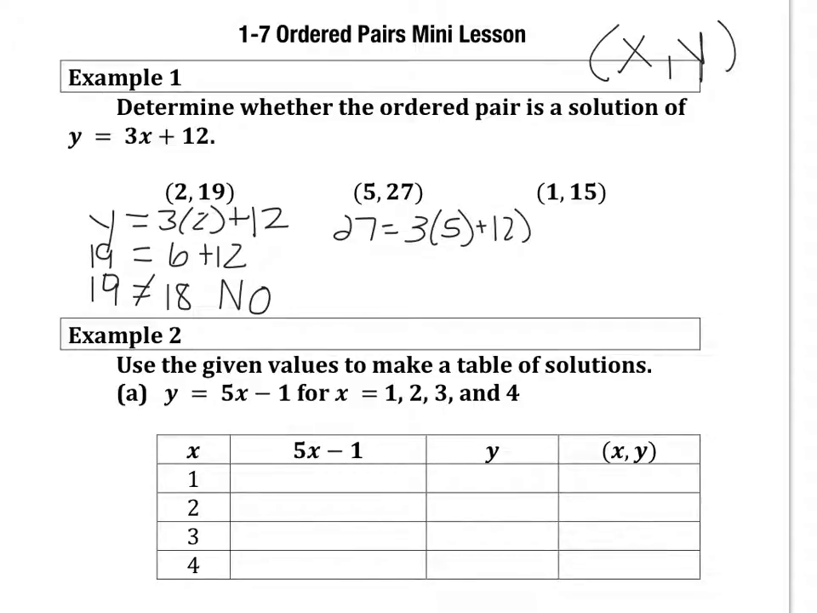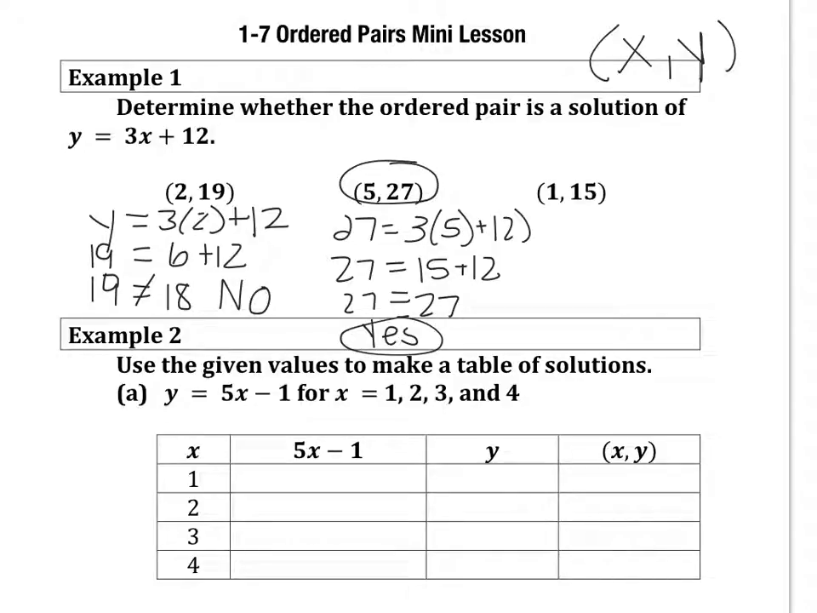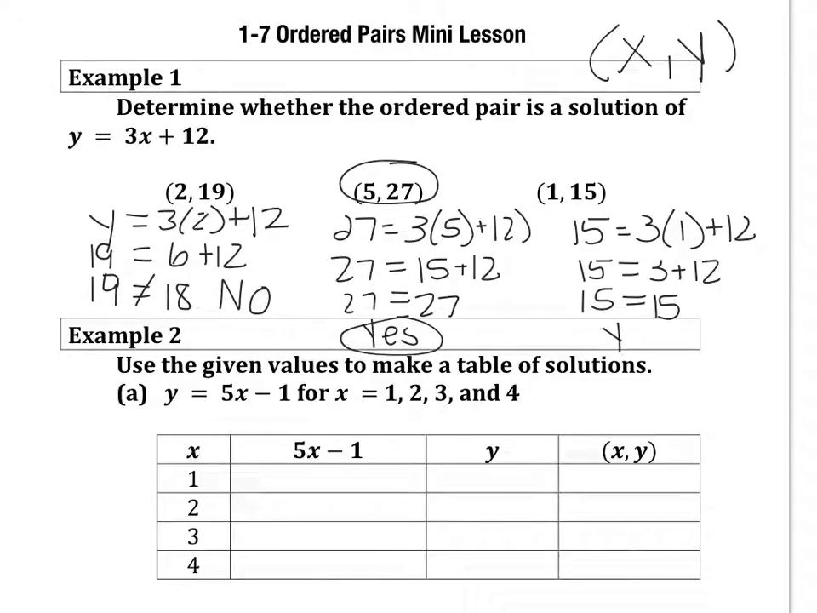I'm going to go pretty quickly through these. 3 times 5 is 15. 15 plus 12 is 27, and when the left and the right side are equal to each other, that means that yes, the ordered pair 5, 27 is a solution. And let's check 1, 15. So we have 15 in for y and 1 in for x. 3 times 1 is 3. 3 plus 12 is 15. And it also looks like 1, 15 is an ordered pair that is a solution.